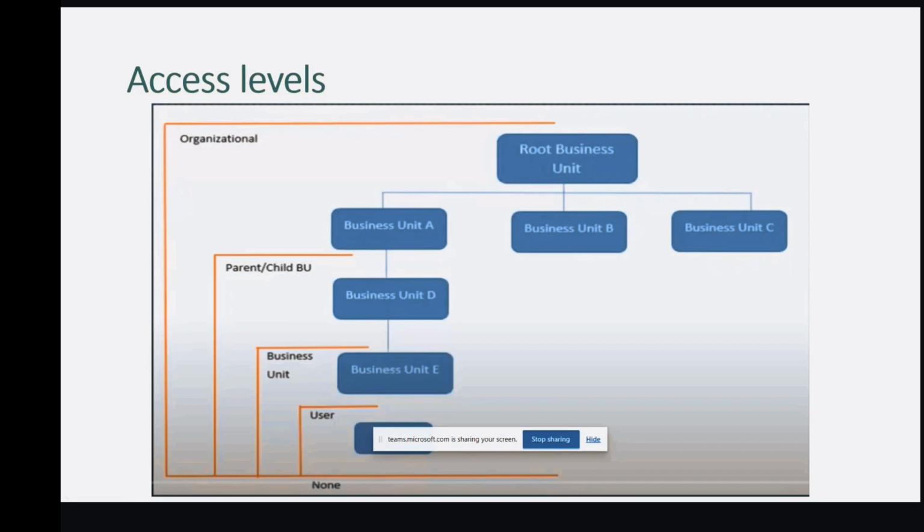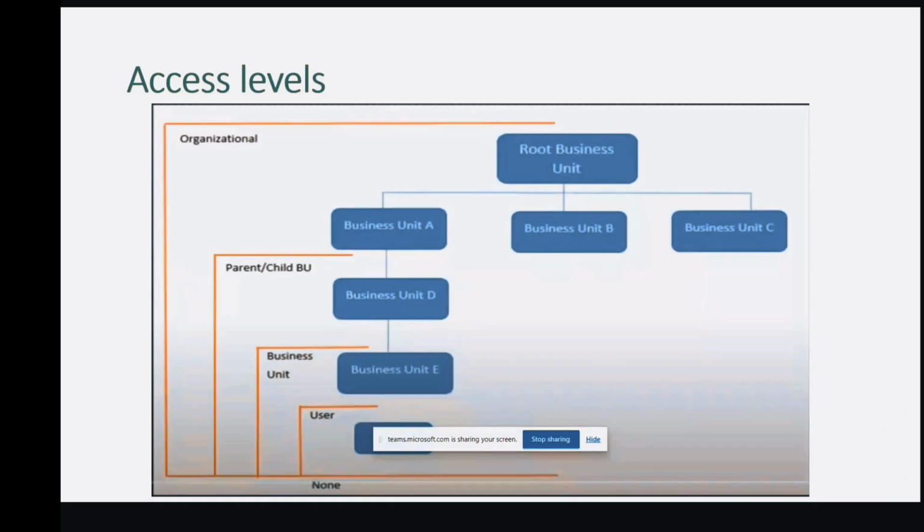Business unit level means any user who comes under the same business unit. For example, user A is under business unit A, and user B is also under business unit A. Then A and B are under the same business unit, so the records created by one user can be seen by the other user under the same business unit. Coming to parent child BU, if the user is under the parent child BU, he can access all the records under the child BU also.